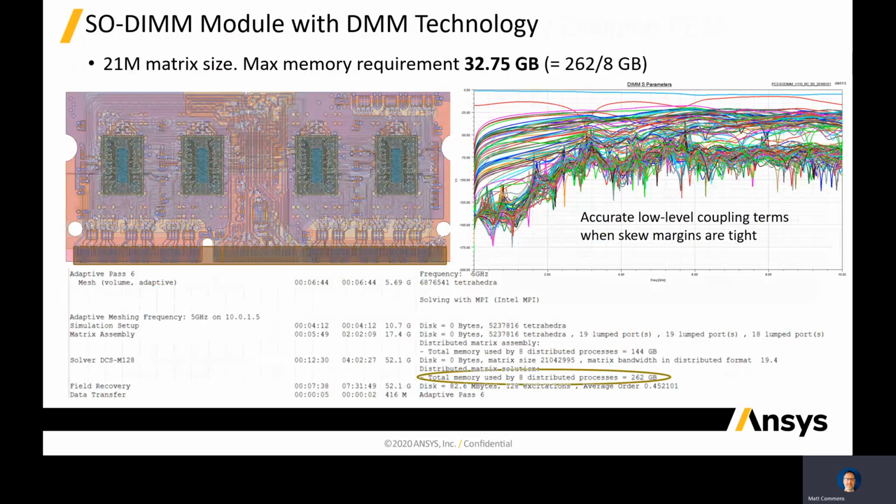Here, in total, we're using 262 gigabytes to solve the problem, but they're distributed across 8 machines or 8 distributed processors. So again, the max memory requirement for a single machine to solve this model would only be 32.75 gigabytes. And of course, if you added more machines, your max memory requirement would go down. So DMM is a really, really powerful technology that opens up boundaries for what you can solve with HFSS.